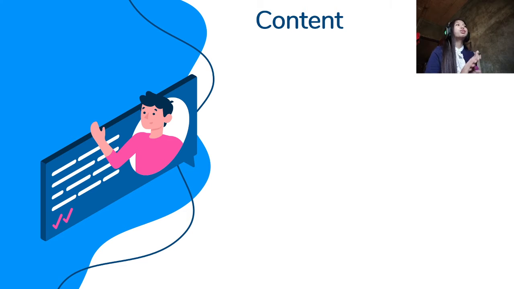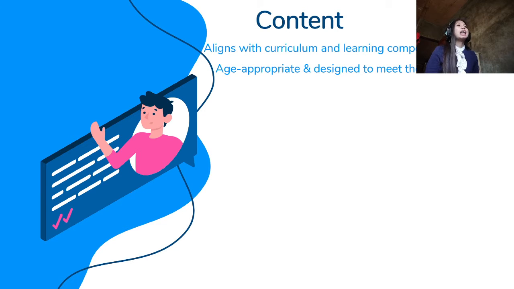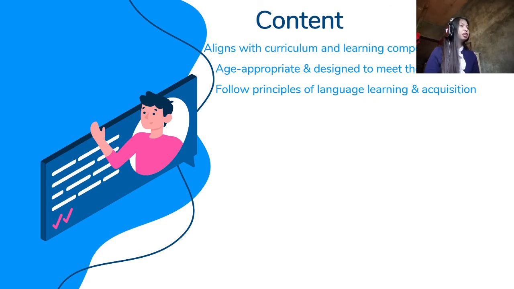Their most prioritized indicator is the content. What is under the content? How do we evaluate the content of an instructional material? If you have your modules out there, you might want to check this. First, it should align with curriculum and learning competencies. Next, it should be age appropriate and designed to meet the learner's needs. Third, it follows the principles of language learning and acquisition.